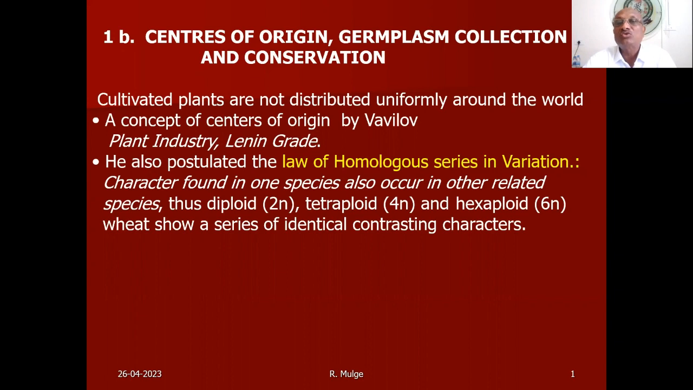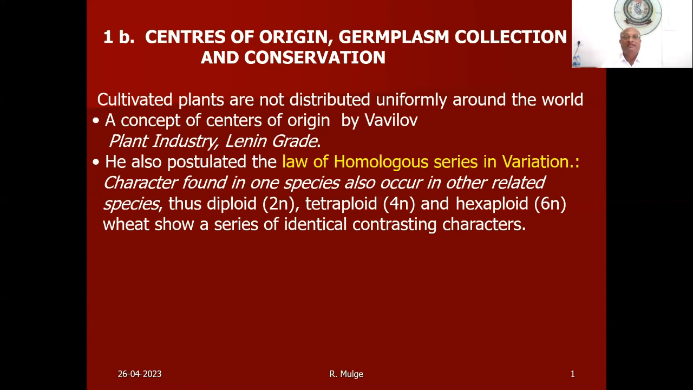Characters found in one species also occur in other related species. Thus the diploid, tetraploid, and hexaploid wheat show a series of identical characteristics. So that is his finding, the law of homologous series in variation. That means any species throws variation, but when it evolves into the next species, there are some characters which are common. So the characters found in one species also occur in other related species.